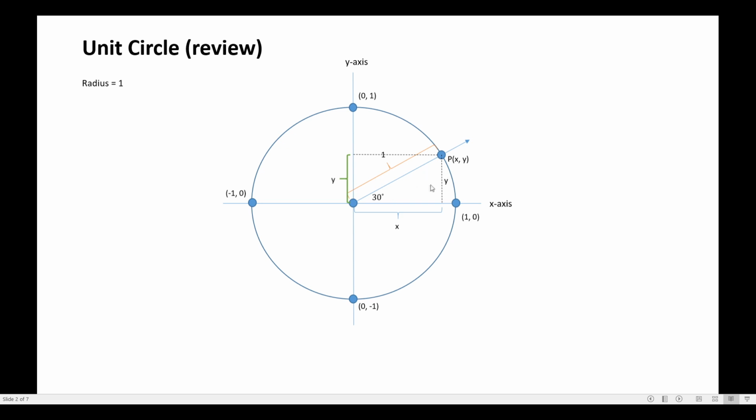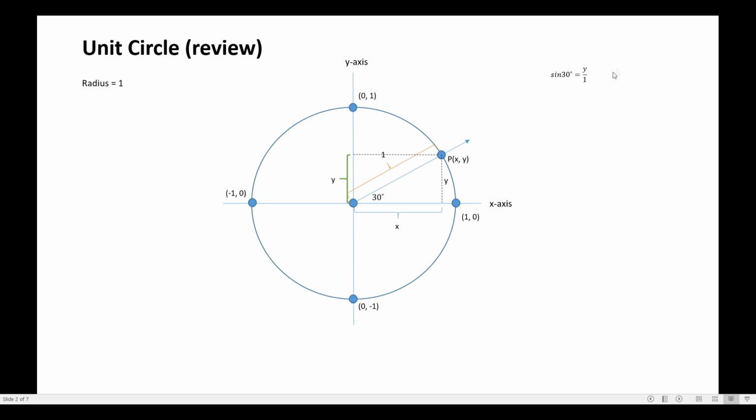Why am I sure this is a right triangle? It's because we drop this point vertically to a horizontal line, which means they are perpendicular to each other. So this is 90 degrees, and therefore we have this right triangle. Now you have to remember SOHCAHTOA, that sine equals opposite over hypotenuse and so on.